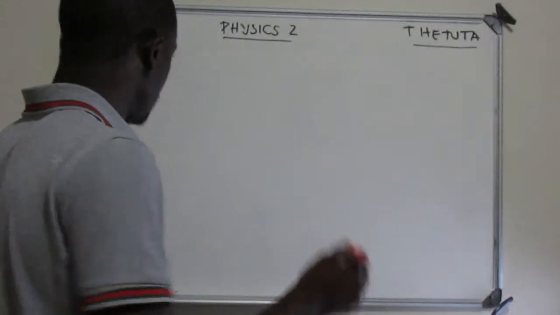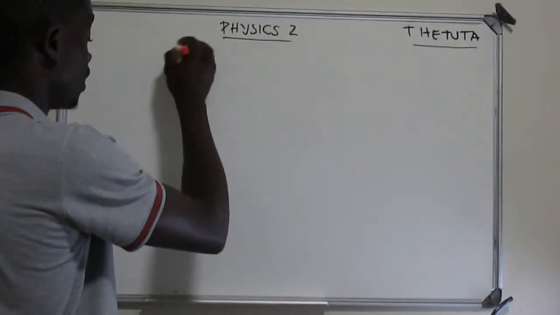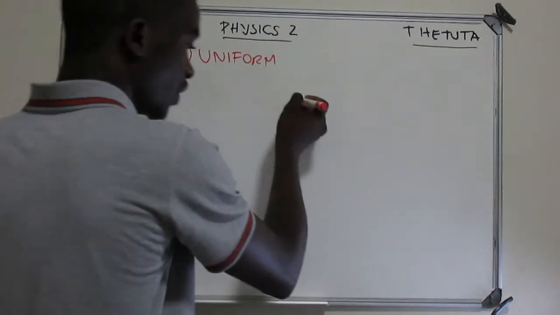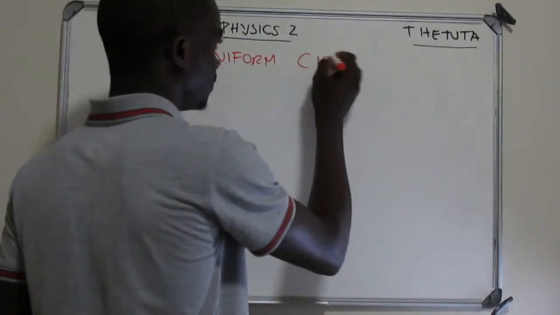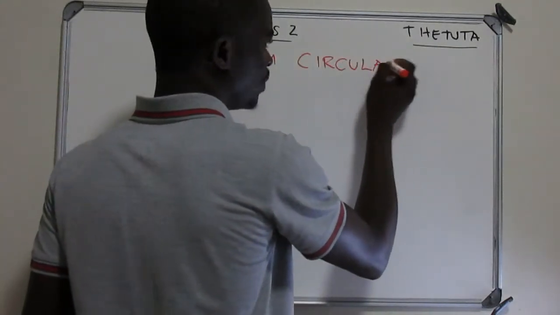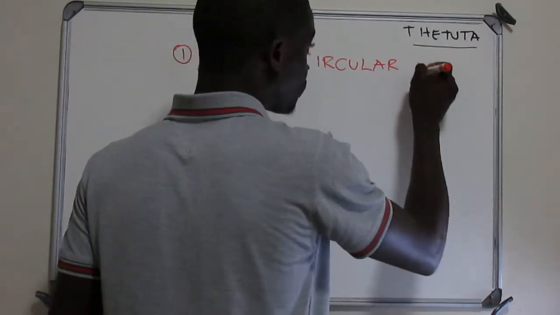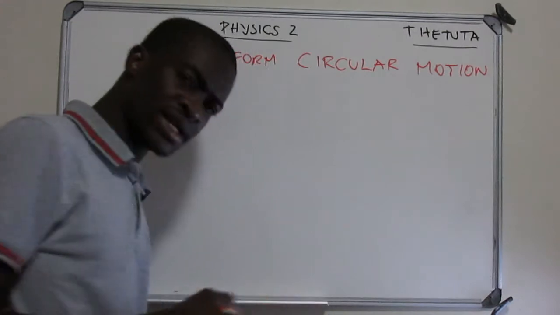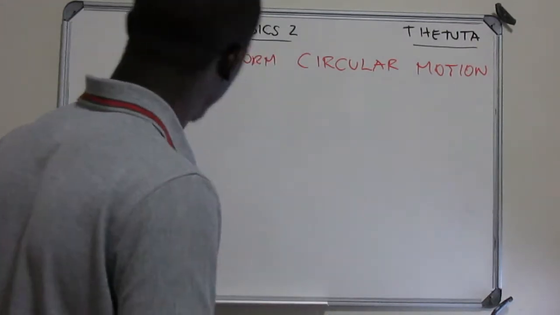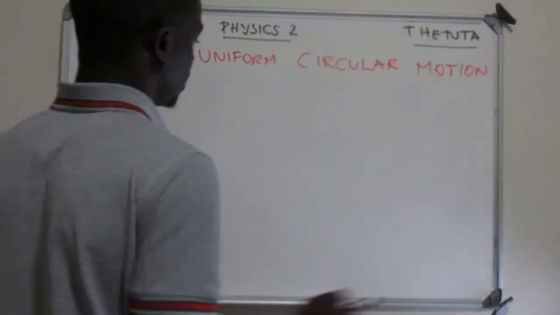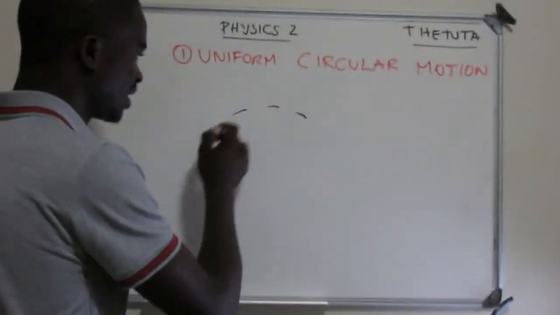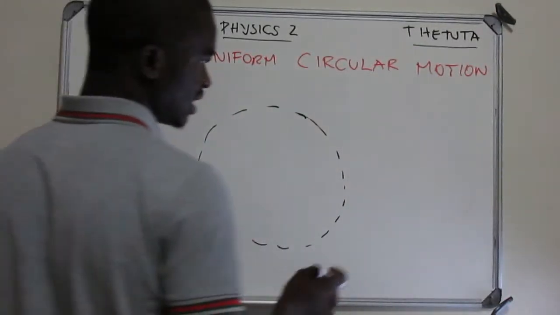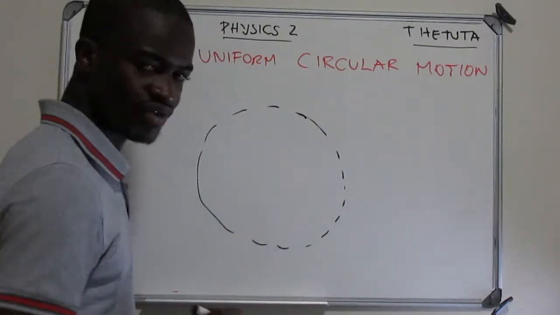So the first concept that we are going to discuss is the uniform circular motion. The concept is really simple, but we just want to explain it so that you understand what it is about. It's all about a circular motion, which means we have a circle. So we can see that every time there is a motion, we're going to have a speed.